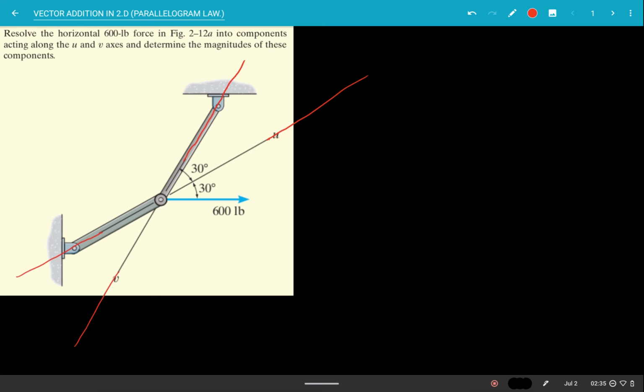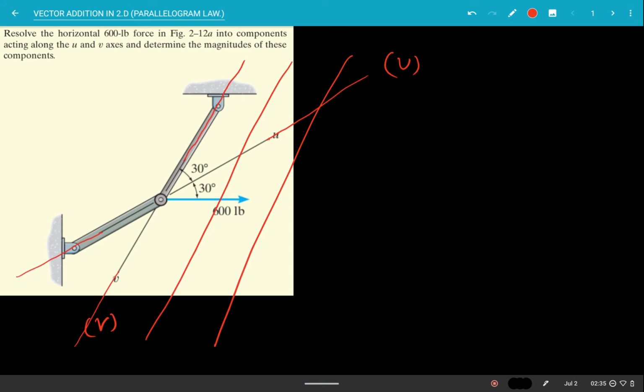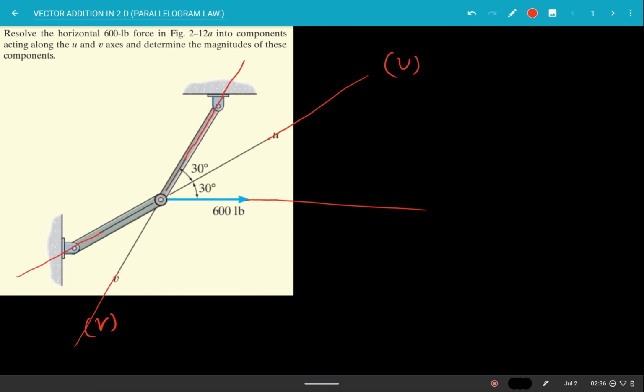Now after that, we're supposed to draw parallel lines. So I'm going to draw a parallel line of this guy here, U, which will pass through V, because this is V and this is U. So it can be there, it can be anywhere. We can also extend the resultant line.